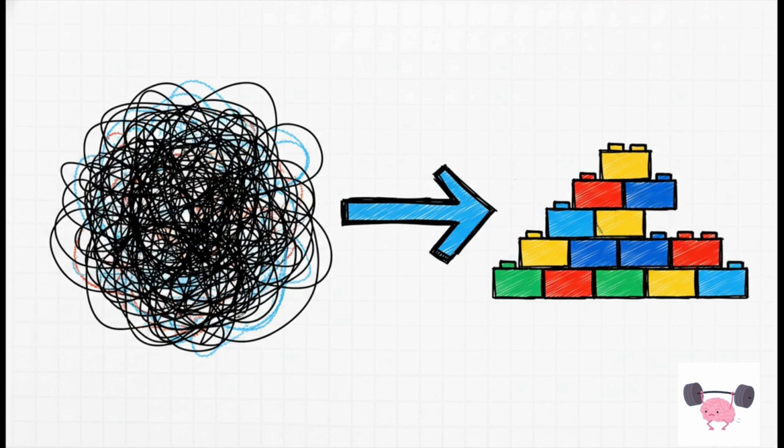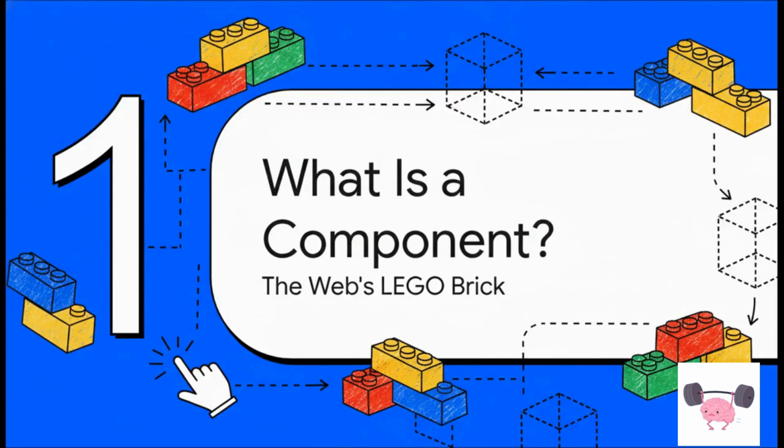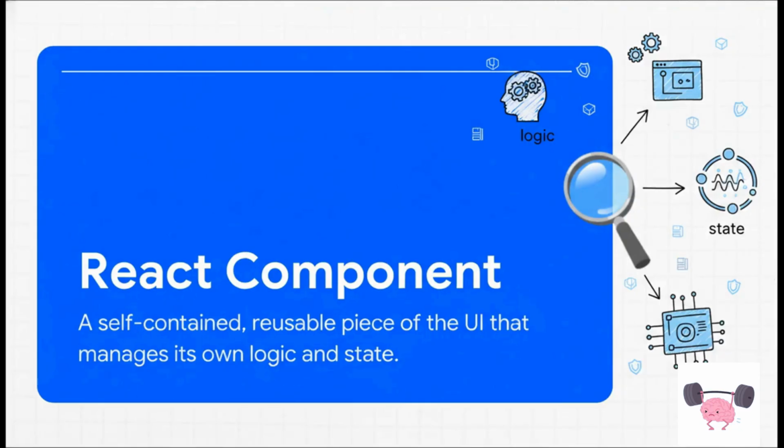Legos. See, modern websites aren't built as one giant single piece of code. No way. Instead, they're pieced together, assembled from all these tiny, independent, and reusable blocks. And that right there brings us to the star of the show today. These blocks are what we call components. And honestly, you can just think of them as the web's very own Lego bricks. It's the perfect analogy. So let's unpack that a bit.